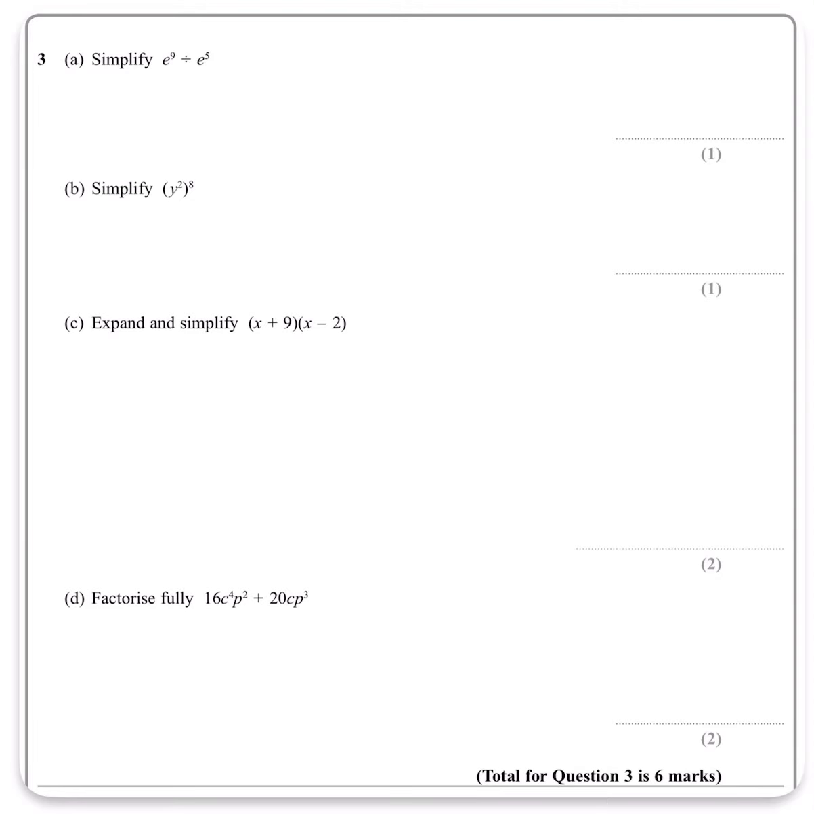Alright, moving on to question 3 then. We've got some basic algebra here, 4 different questions adding up to a total of 6 marks. The first one is to do with index laws.